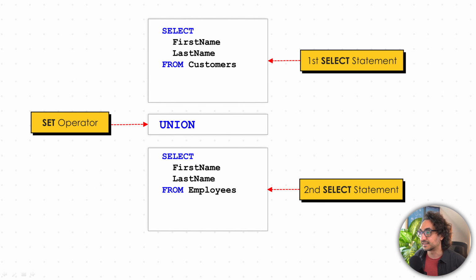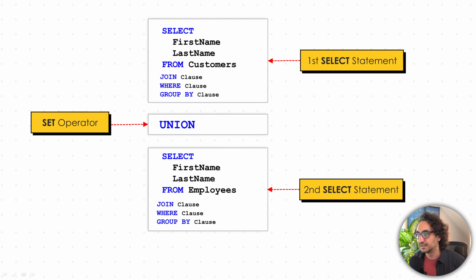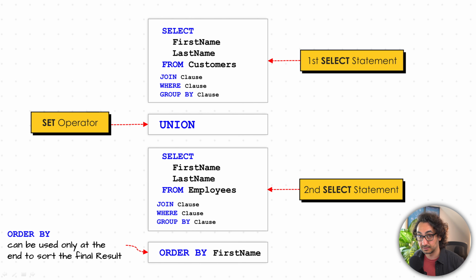Alright, about the syntax again, here we have our two select statements and in between them we have the set operator. Now in each query we can use multiple things like join, where, group by, having, so we can make each query as complex as we want. Everything is allowed but not the order by. The order by must always be placed at the end of the entire query. So if you want to sort the result by the first name, you have to use the order by exactly at the end. We are not allowed to use order by in each query.